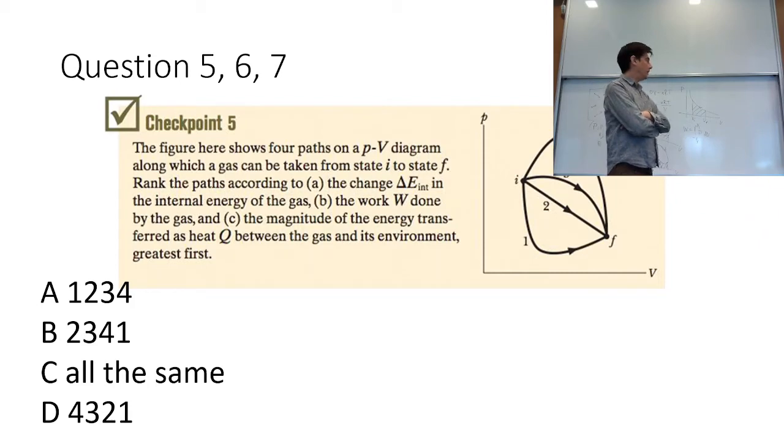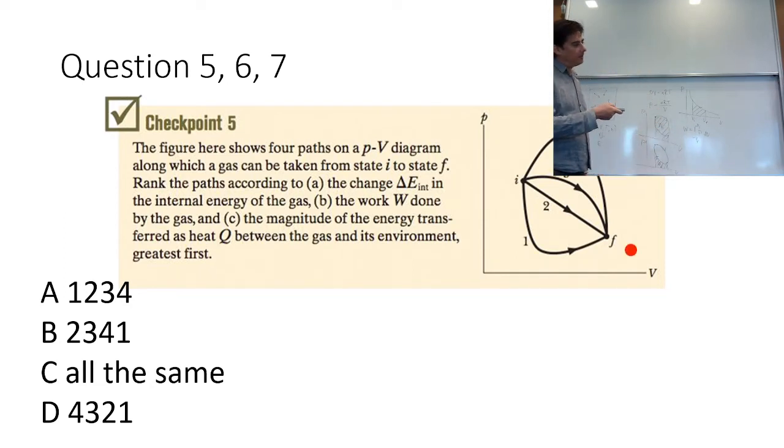All right, 4. Yes, 4, 3, 2, 1. That's right, because work is the area under the graph, and 4 has the largest area under the graph. All these go in the positive direction. So 4 is the largest, then 3, 2, 1. And then the magnitude of the energy transferred as heat between the gas and its environment.